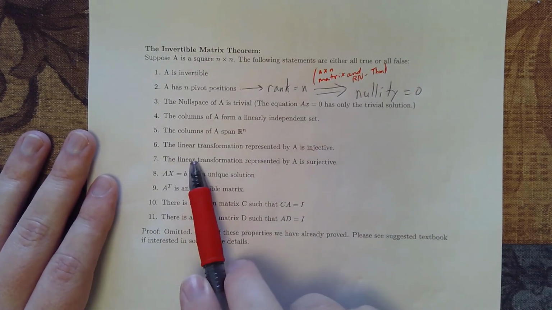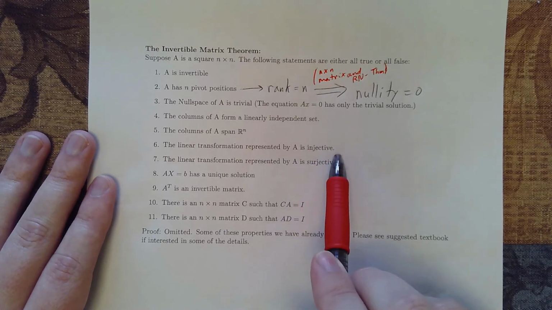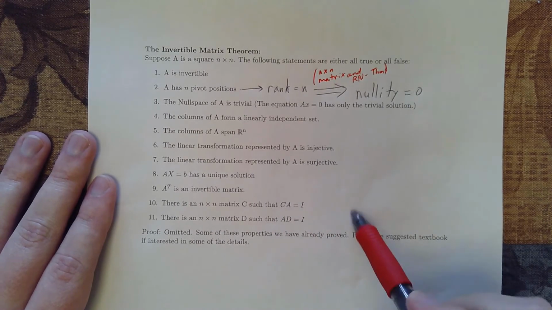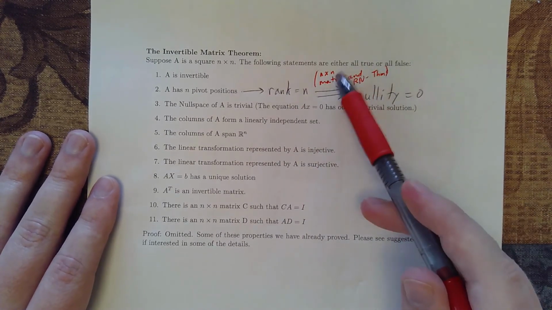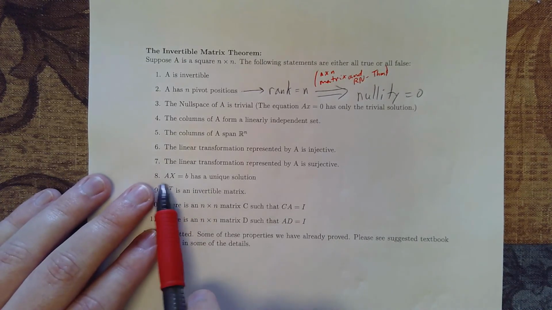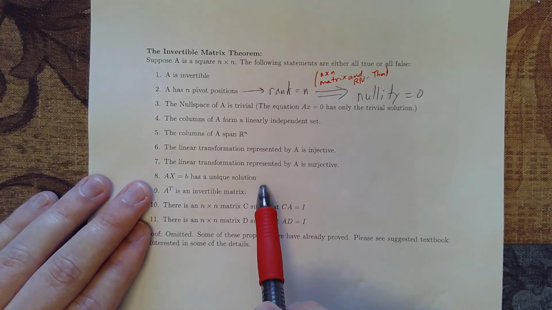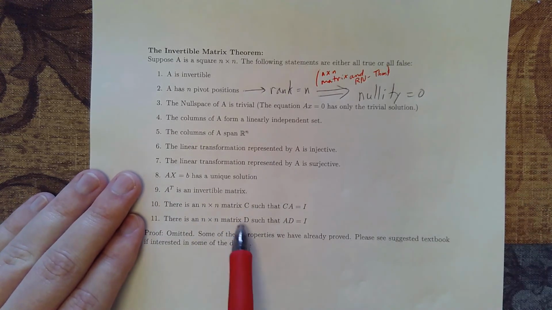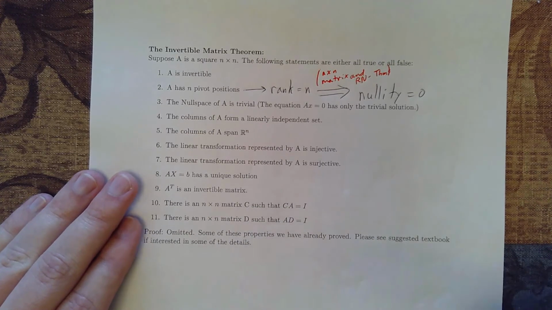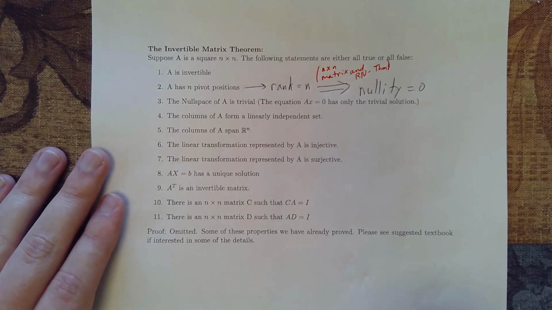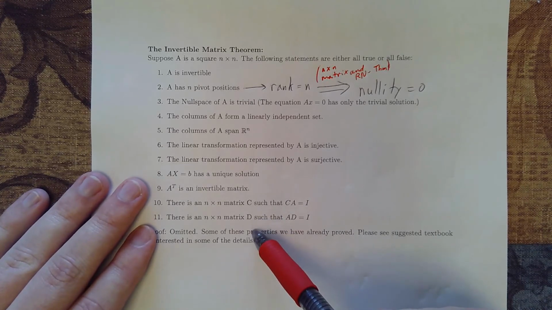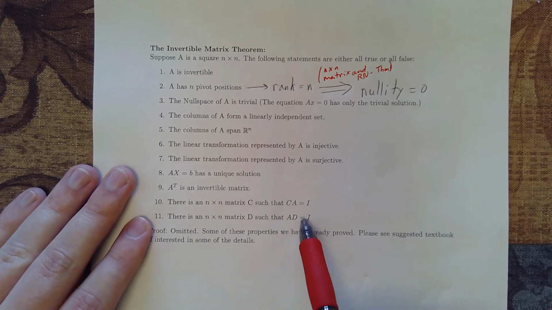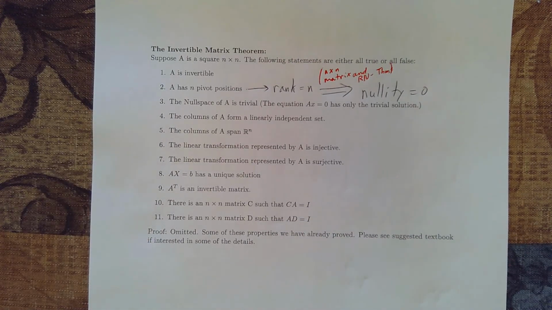If the nullity is 0, then the linear transformation represented by the matrix is injective. And if the rank is n, then the linear transformation is surjective, because the rank equals the dimension of the codomain, which is n. The equation AX equals B has a unique solution, which we just talked about. A transpose is invertible, again one of our properties. And we have matrices C and D, which happen to be A inverse most of the time, except in weird cases way outside the scope of this class, where C times A equals the identity, and A times D equals the identity. So we have these inverse matrices that we can find on either side.